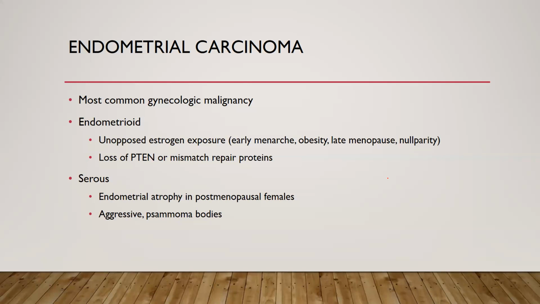In our serous form, you'll see endometrial atrophy, and this is typically occurring in postmenopausal females. This is more aggressive, and you can see psammoma bodies, which is that pathognomonic lesion that we saw previously in our ovarian cancer.